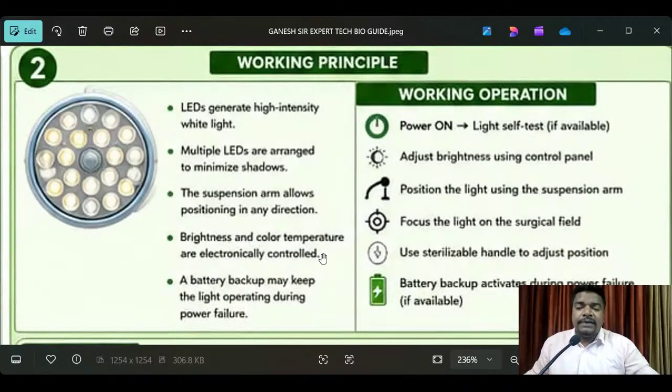Third and fourth points of the working principle, listen carefully to what I'm saying here. Brightness and color temperature are electronically controlled. Next, fifth point: a battery backup may keep the light operating during power failure. These are the 5 very, very important working principle points you have to keep in your mind before entering the OT.